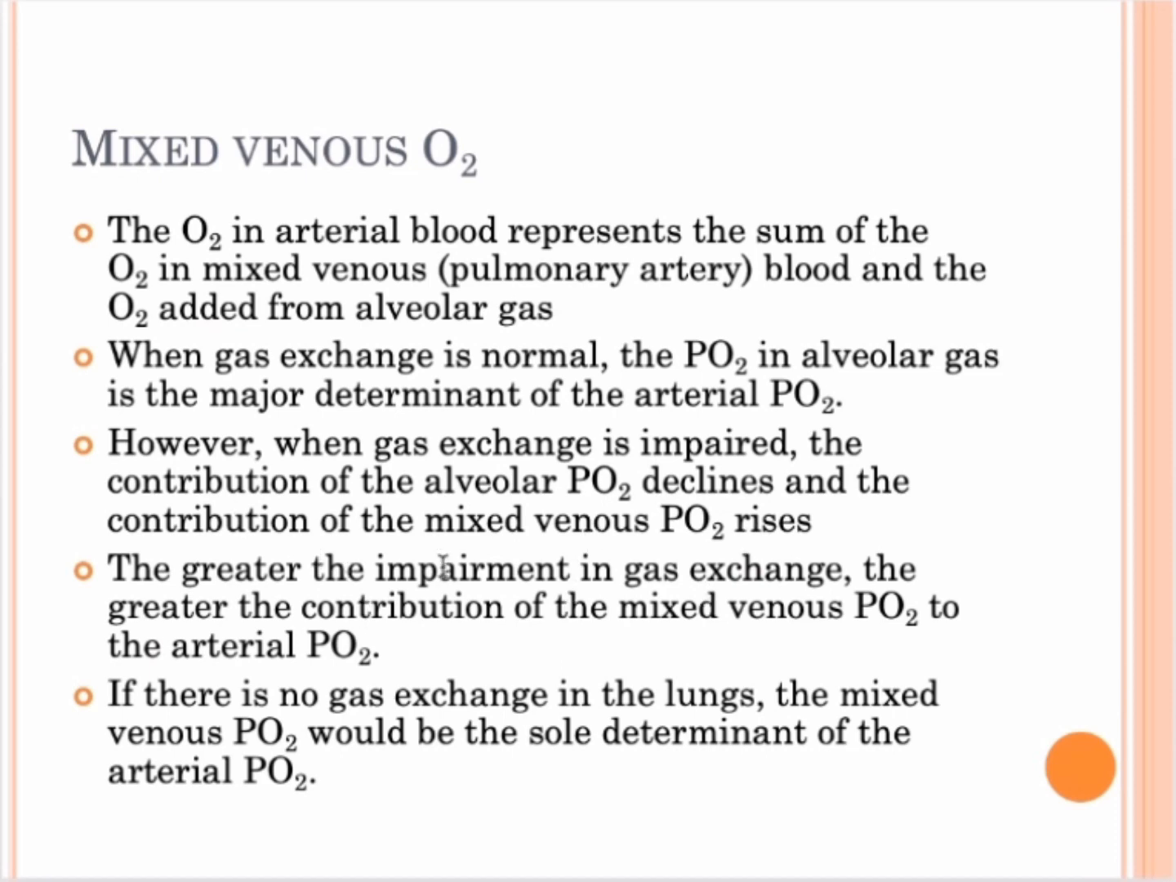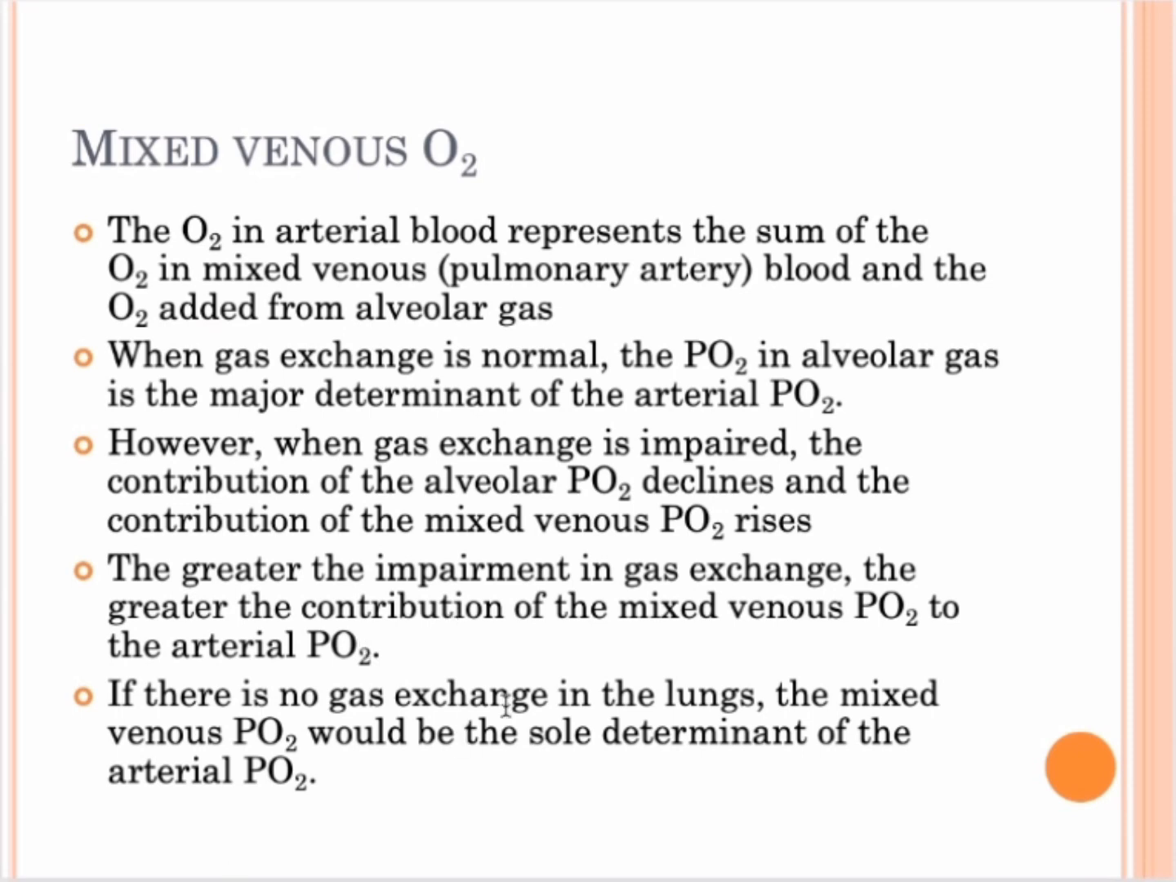The greater the impairment of gas exchange, let us take the example of ARDS or pneumonia, where the partial pressure of oxygen is low or the patient is in hypoxemia, then probably the mixed venous oxygen saturation will take some of the load to maintain the arterial oxygenation. The greater the impairment in the gas exchange, the greater the contribution of mixed venous PO2 to the arterial PO2.